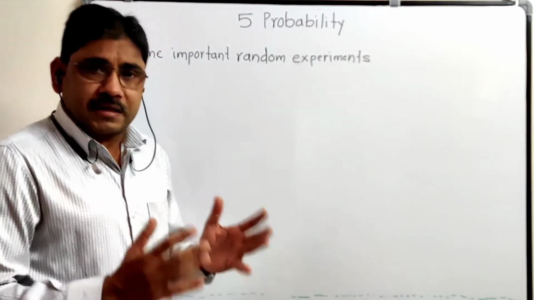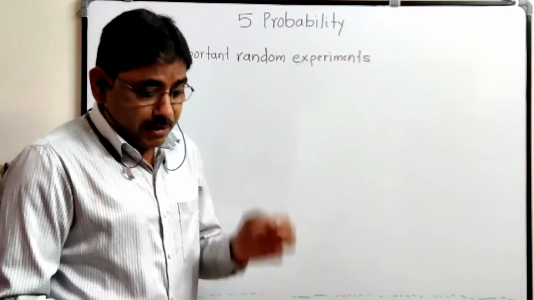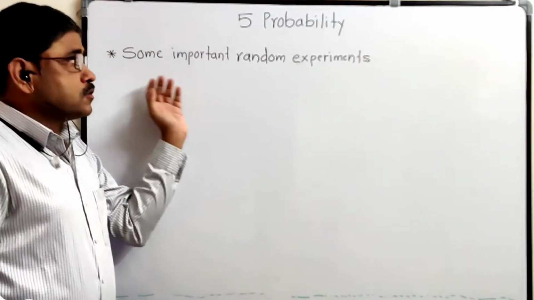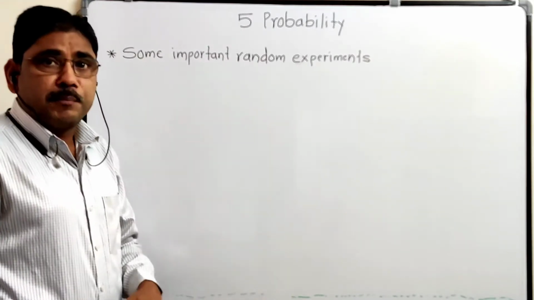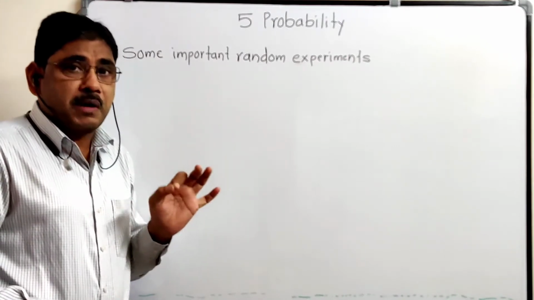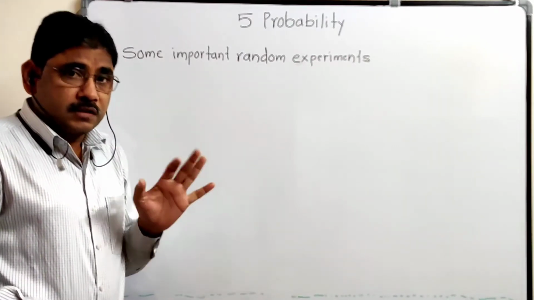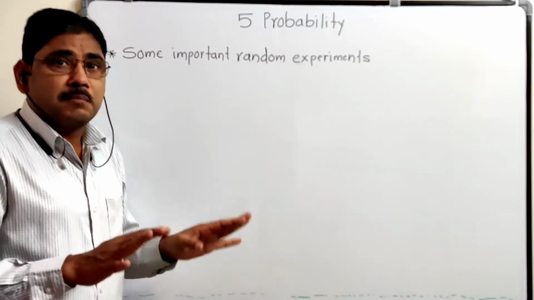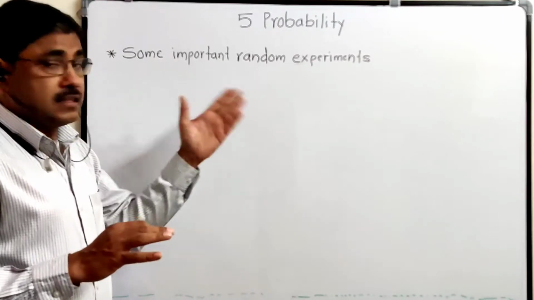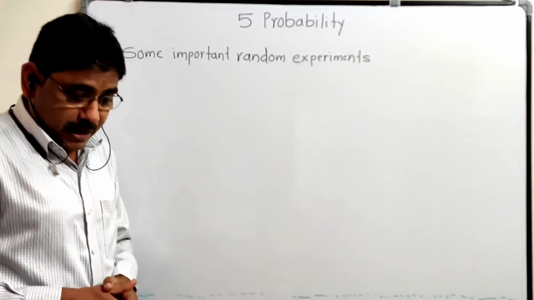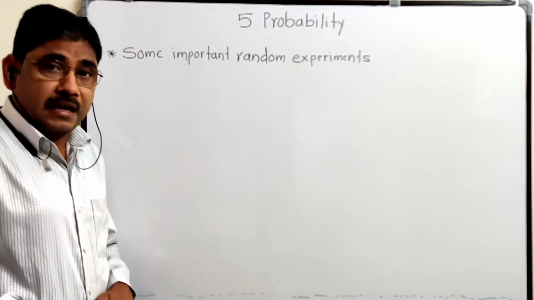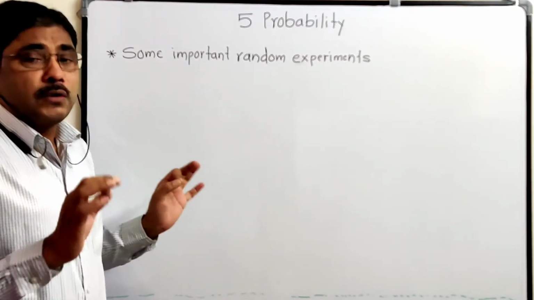Before studying that practice set 5.2, we must study some important random experiments. If you remember these random experiments, then you can solve any sum of this chapter. The whole chapter is based on these random experiments. There are 7 random experiments. Remember these 7 random experiments, and you can do any sum.